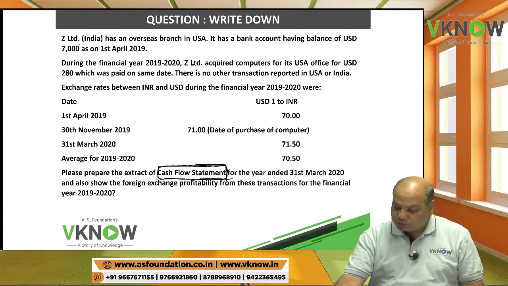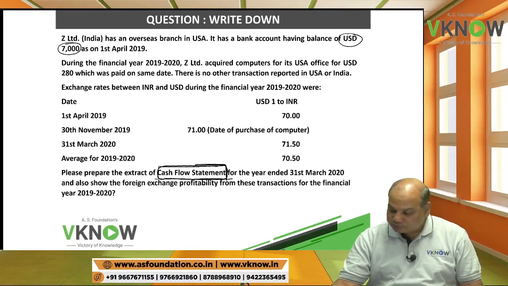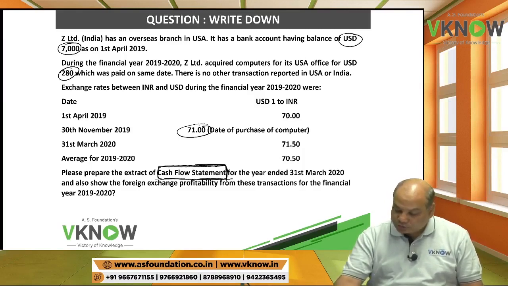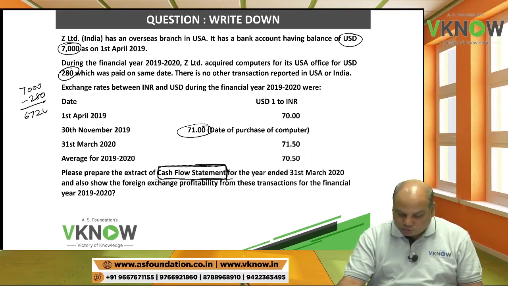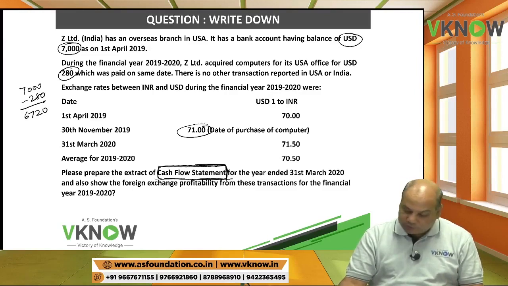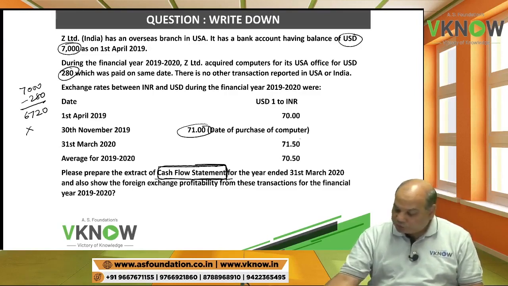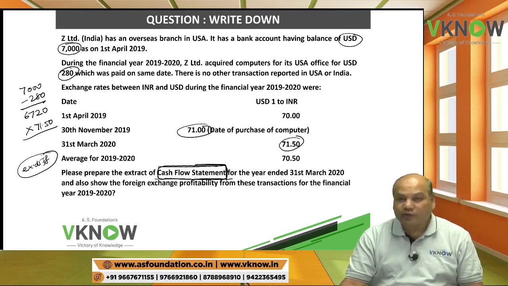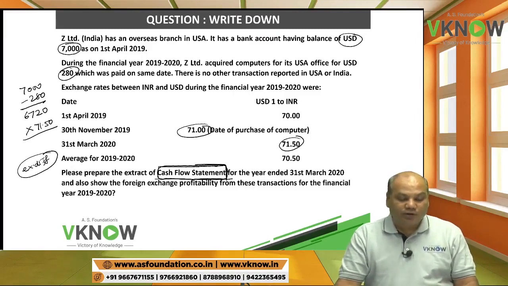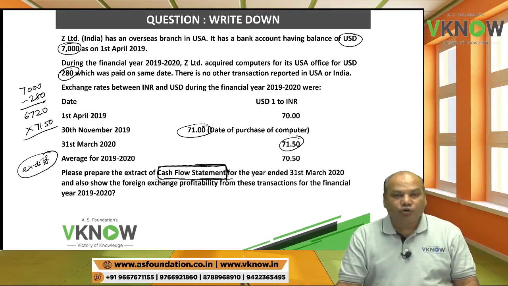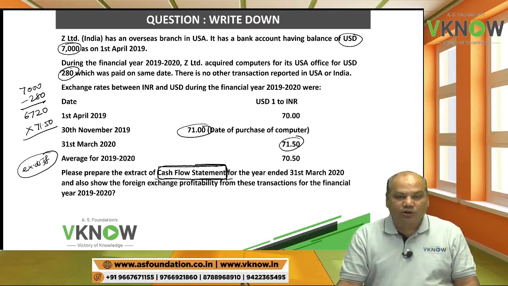So in this question, the opening balance is 7,000 USD. Out of that, you have purchased a computer of 280. That will be translated at closing rate. From 7,000, you have paid 280, so you are left with $6,720, and that $6,720 you will have to translate at 71.50. There will be some exchange difference when you translate the remaining dollars, that is an unrealized gain, and therefore you'll have to prepare one reconciliation statement also.